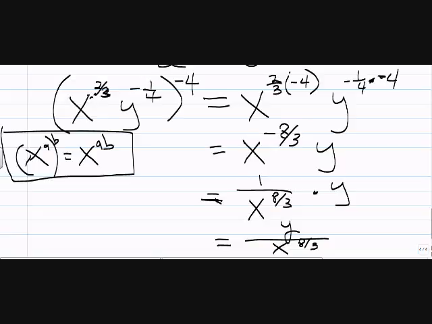If I'm asked to leave it in radical form, then I'll need to change that to the 3rd root of x to the 8th. If they're not being particular, I can leave it in that fractional exponent form. Sometimes you'll be asked, don't leave anything in fractional exponents. You would still be correct unless I said something differently. The y is still on the top, and this is the cube root of x to the 8th.